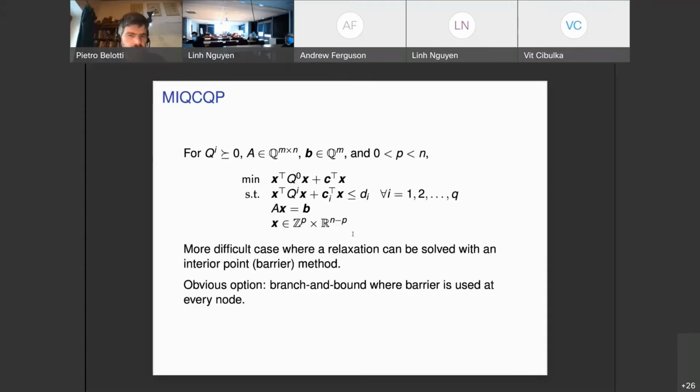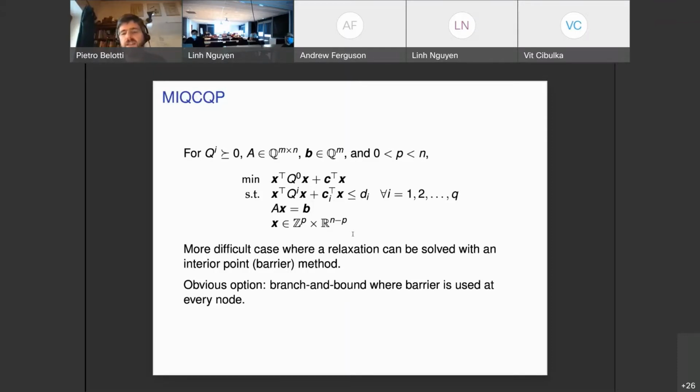In the more general case, instead, where we have a quadratic objective function and quadratic constraints, we are somewhat bound to use a barrier method or an interior point method to solve every branch and bound node problem, simply because the continuous relaxation of every node problem is in fact a quadratically constrained quadratic problem. This is in theory. That is, we would have to do this in these cases.